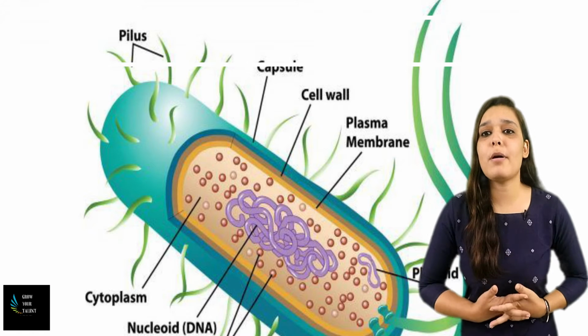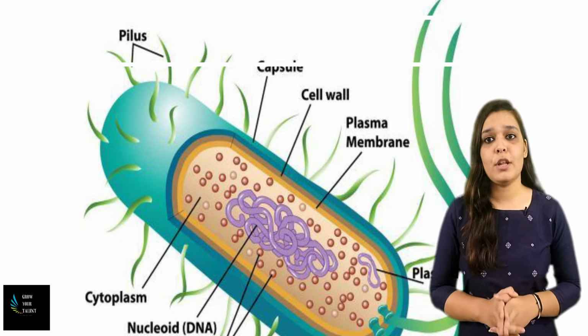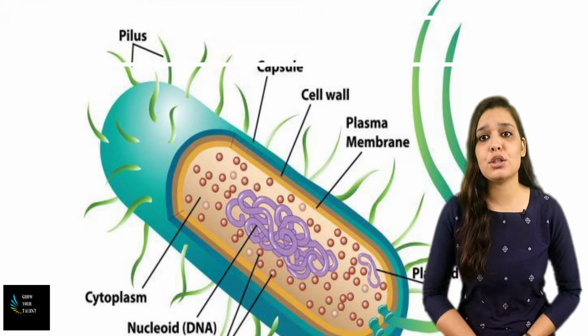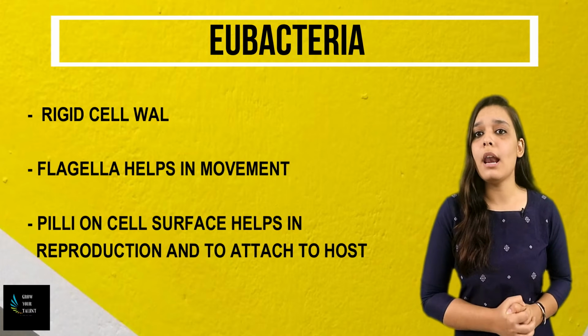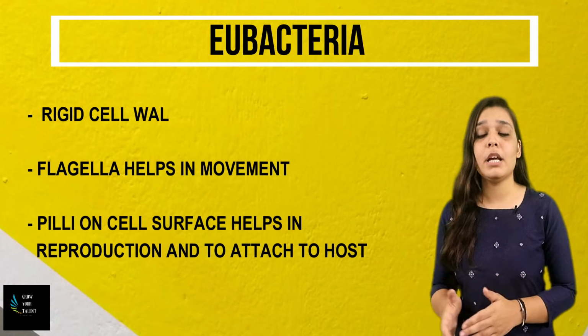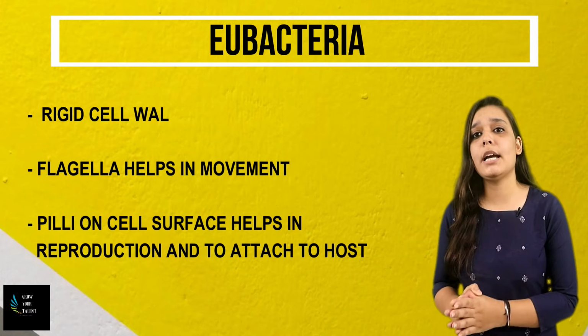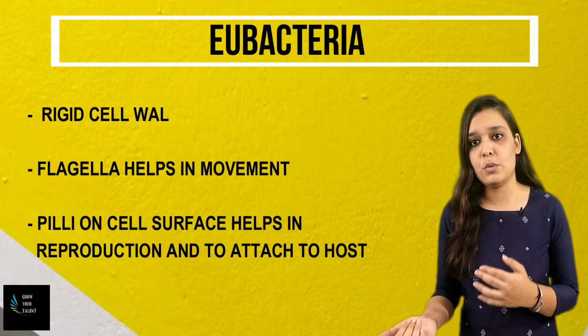Guys, today we're going to study about the topic Eubacteria. Eubacteria is known as the true bacteria. It is categorized by a rigid cell wall and has flagella. The flagella help the bacteria in locomotion, or in movement, we can say.